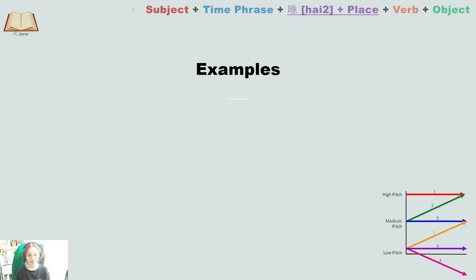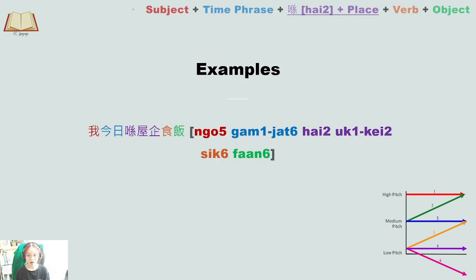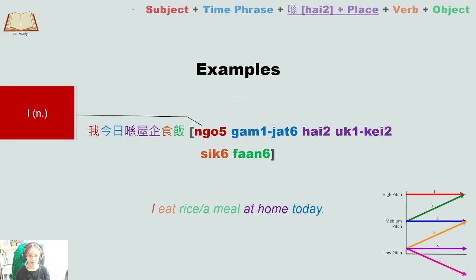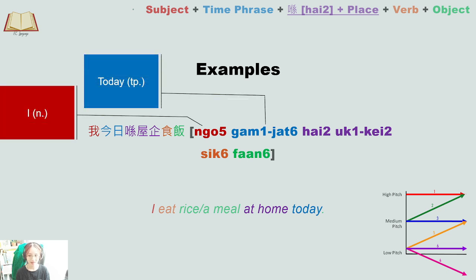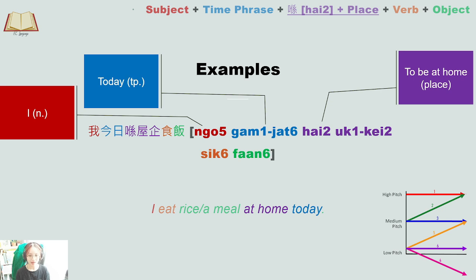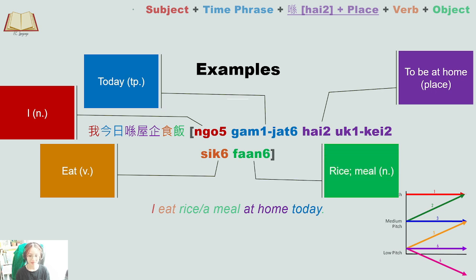Here is an example sentence. 我今日喺屋企食飯. I eat rice or a meal at home today. 我 is I. 今日 means today. 喺屋企 is to be at home. 食 means to eat, your verb. 飯 means rice or meal.